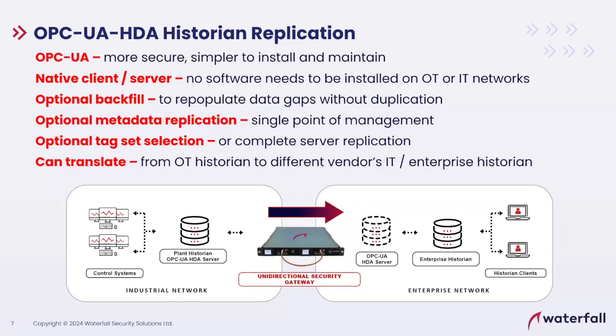OPC UA, again, the software runs entirely in the Waterfall 600 unit. There is no software that needs to be installed anywhere else. With DA, often you were tempted to install some software on the DA server just to avoid DCOM because it was such a problem. But with UA, you don't have that problem. We can do remote connections easily. You go to the web-based GUI, you press a few buttons, you connect to the server, and off you go. It's all in the device. We have all of the features that you've come to expect of historian connectors in this HDA.